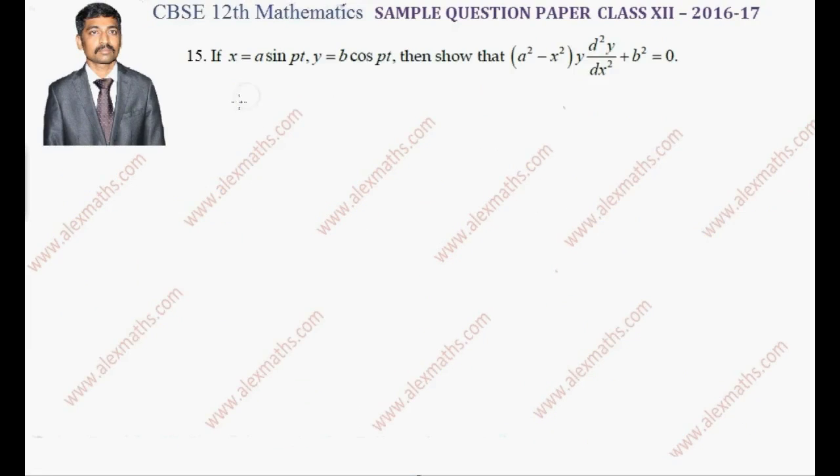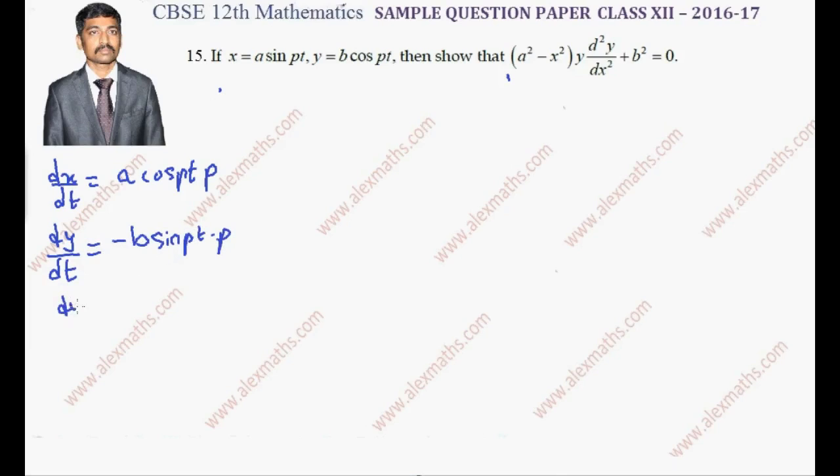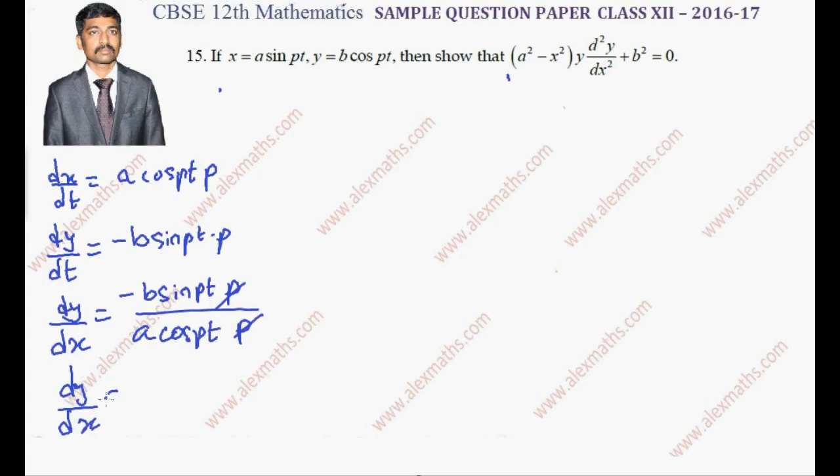If x is equal to a sin pt, y is equal to b cos pt, show the given expression. From x we will find dx by dt. What is dx by dt? The differentiation of a sin pt is a cos pt into p. In the same way, dy by dt, if I find, we get minus b sin pt into p. Now divide and get dy by dx: minus b sin pt into p, whole divided by a cos pt into p. We can cancel these two. Finally, dy by dx is minus b by a tan pt.